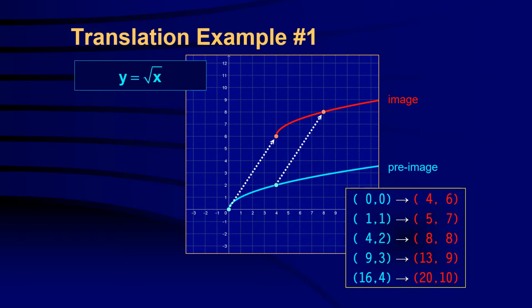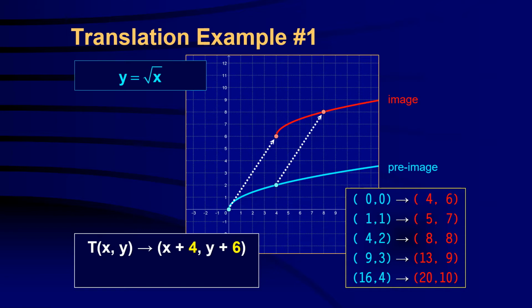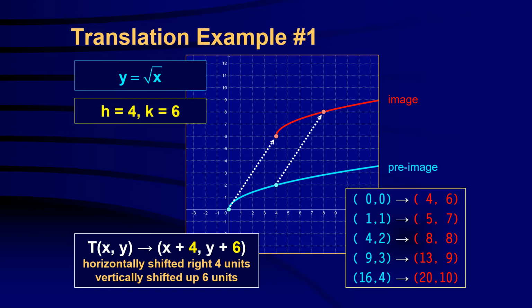To identify our translation rule, let's go back to our original x and y coordinates and see how they were mathematically adjusted. The x coordinates were added by 4. The y coordinates were added by 6. Therefore, our mapping can be read as T of (x, y) is mapped to (x plus 4, y plus 6). The T in front is similar to function notation, where you identify it with an f or a g. In this case, T could mean translation. It could stand for transformation. Our original preimage graph was horizontally shifted right 4 units. It was also vertically shifted up 6 units. Thus the value of h is 4 and the value of k is 6.